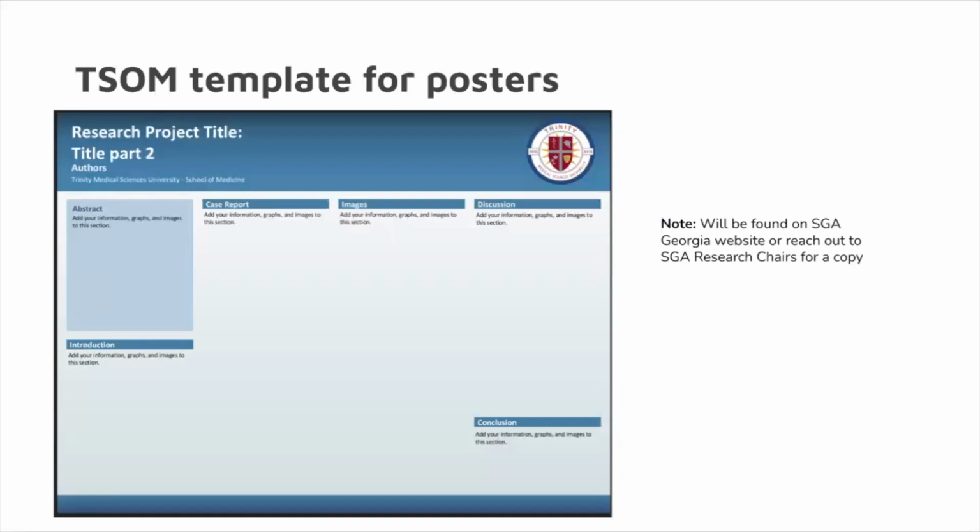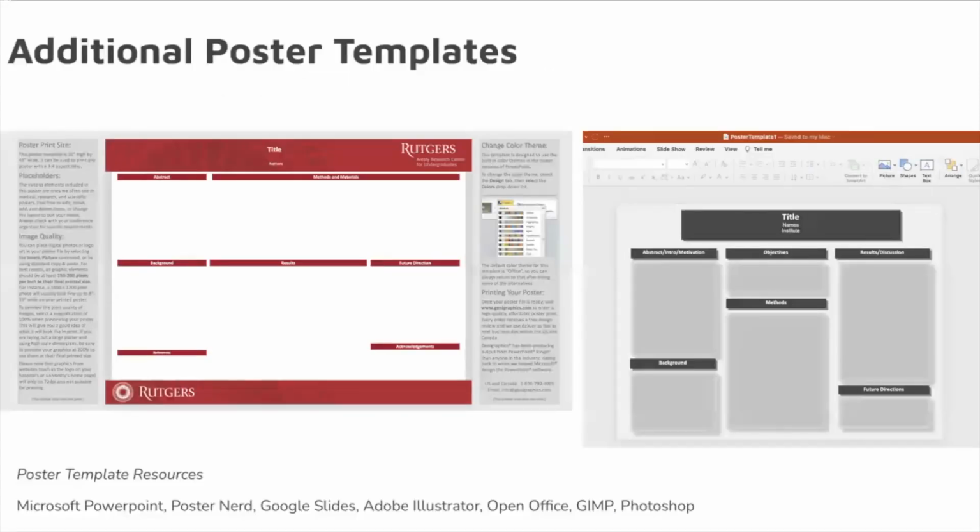So just so you guys are aware, Trinity School of Medicine has a template made for Trinity students. It is accessible on the SGA Georgia website, or you can reach out to the SGA research chairs, Austin and Nicole, for a copy. But it should be easily accessible by most students. A lot of students already have them. So if you don't know how to have access to this, just ask another fellow student or just reach out to SGA or look on the website. But yeah, Trinity has a template already made. Of course, there are additional templates.